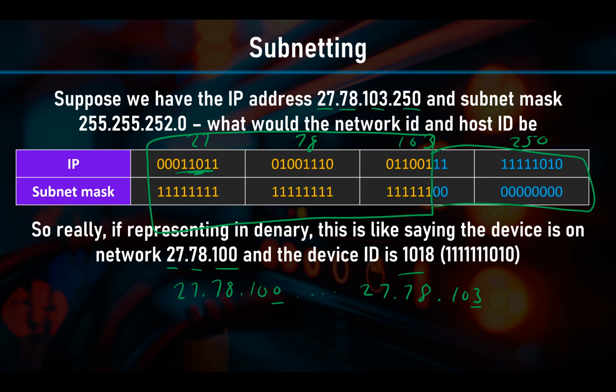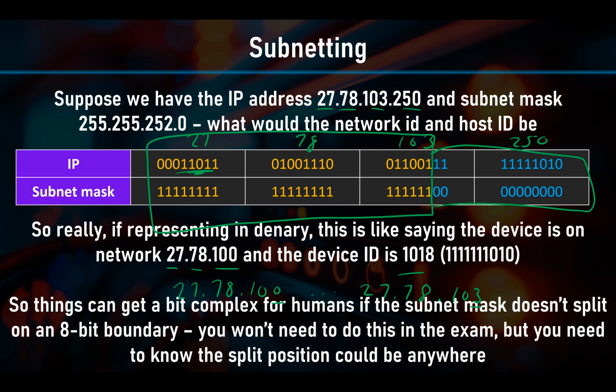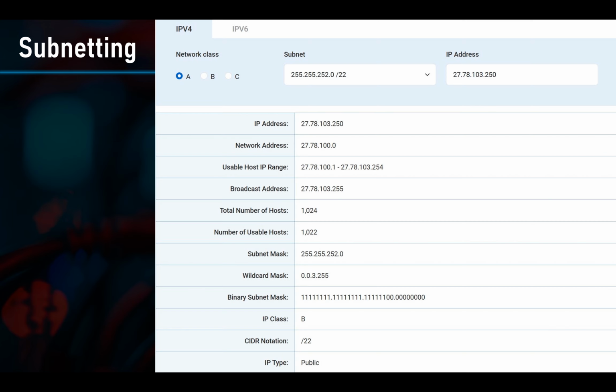There's actually a website. There are many websites we can use to calculate this, but I've linked one of them. Things can get a bit complex for humans if the subnet mask doesn't split nicely on an 8-bit boundary. However, hopefully you can see how we do this: we write out the IP in binary, write out the subnet mask in binary, split them based on that boundary, and then calculate the denary values of each.